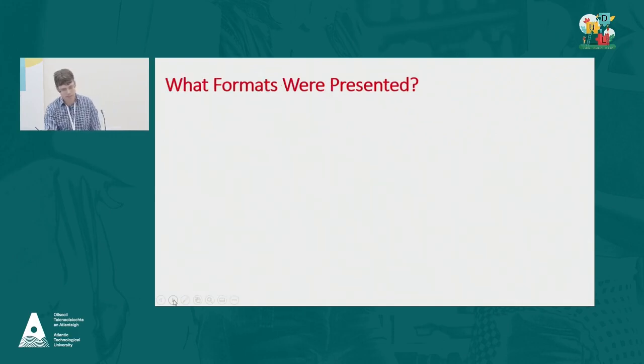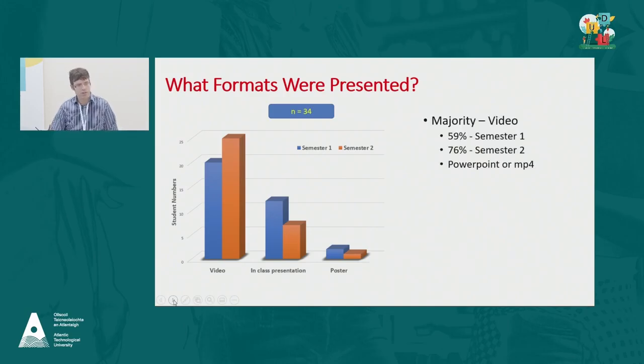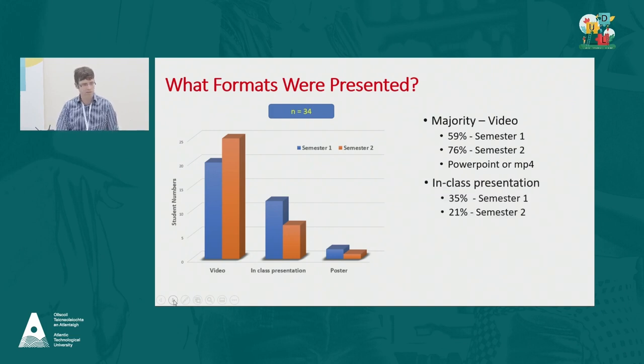So what formats were presented on the day then? So from 34 students, they just kept to video, in-class presentation and poster. The majority chose the video option. In the first semester, for the first report, 59%. That increased to 76% for semester 2. And their file formats were more or less recorded PowerPoint presentations or MP4. In-class presentations were 35% in semester 1, and that reduced to 21% in the second semester. And the poster then was 6% in semester 1, and that dropped to 3% in the second semester.